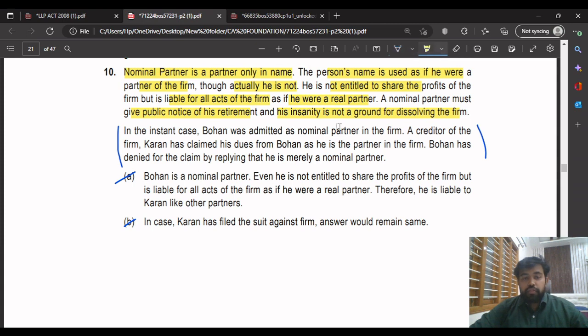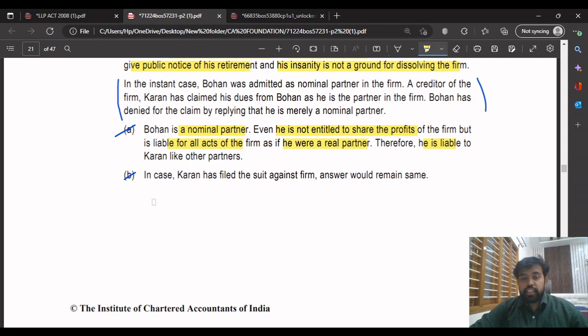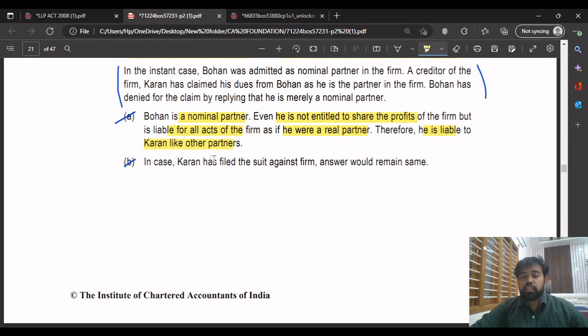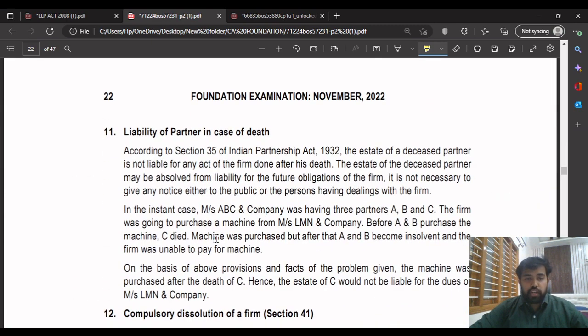What are the answers? First you have to tell Bowen is a nominal partner, even if he is not entitled to share of profit, he is liable for the acts of the firm. As if he were a real partner, therefore he is liable. He is liable to creditors like the other partners, and in the same case the answer would remain the same. Next, coming to question number 11.